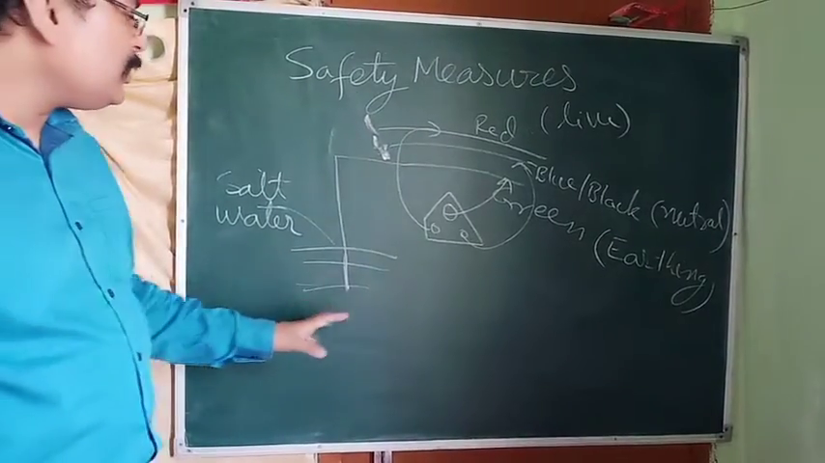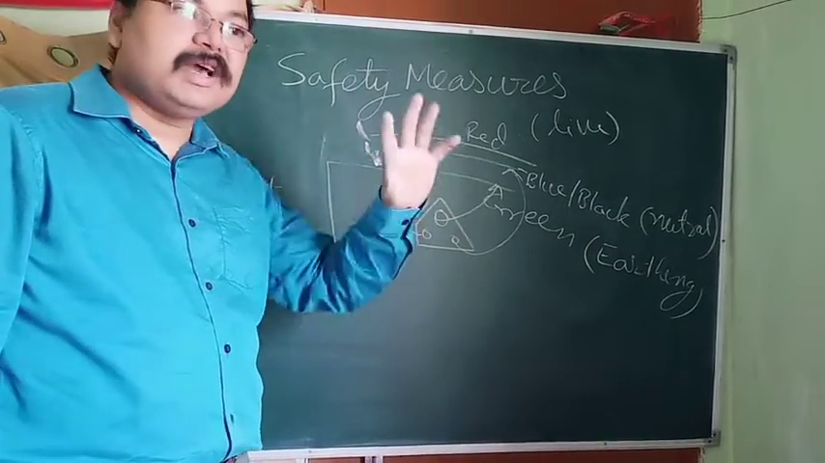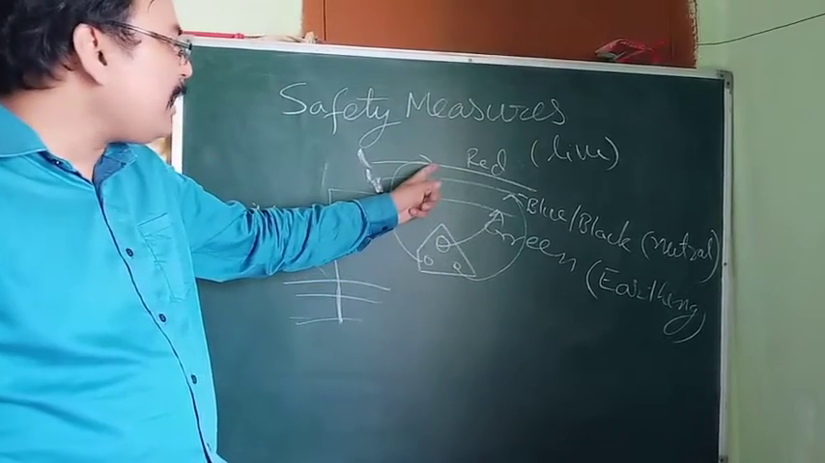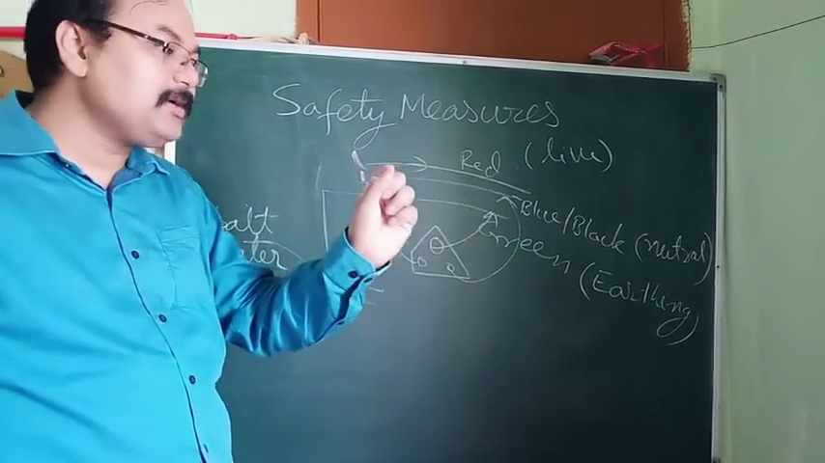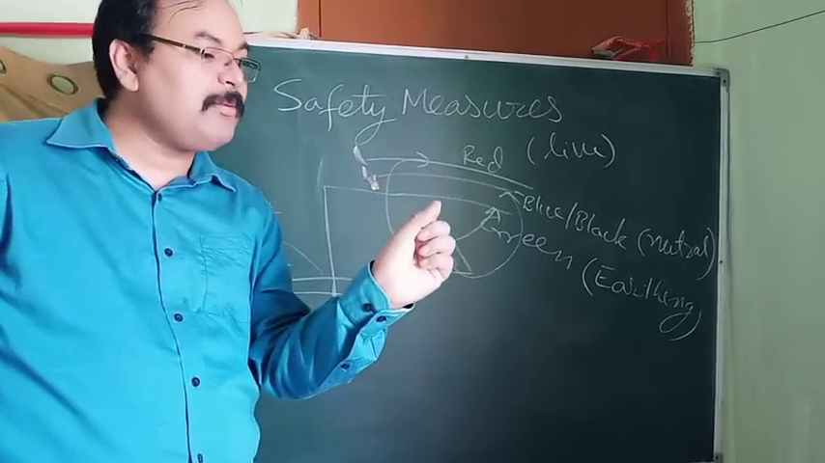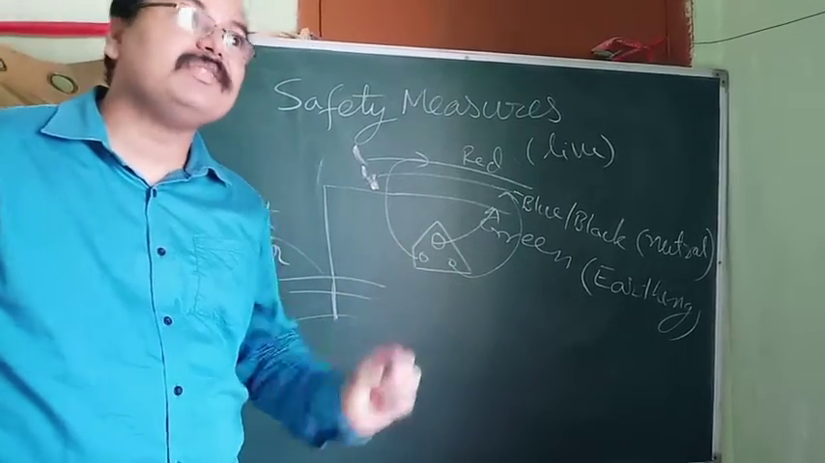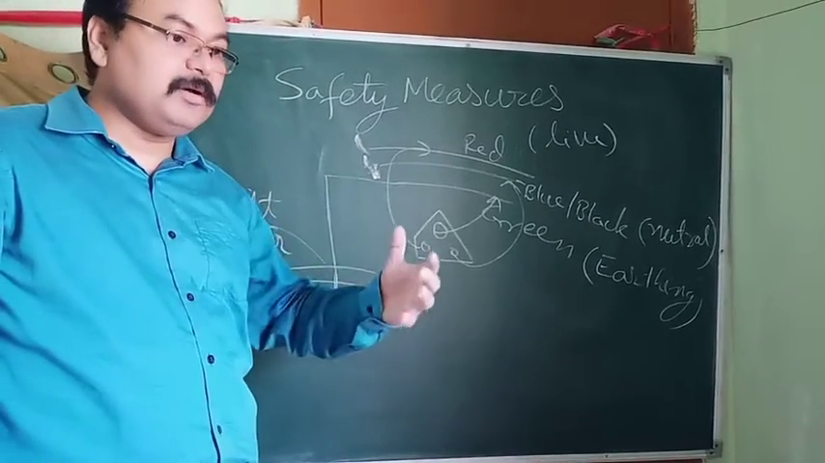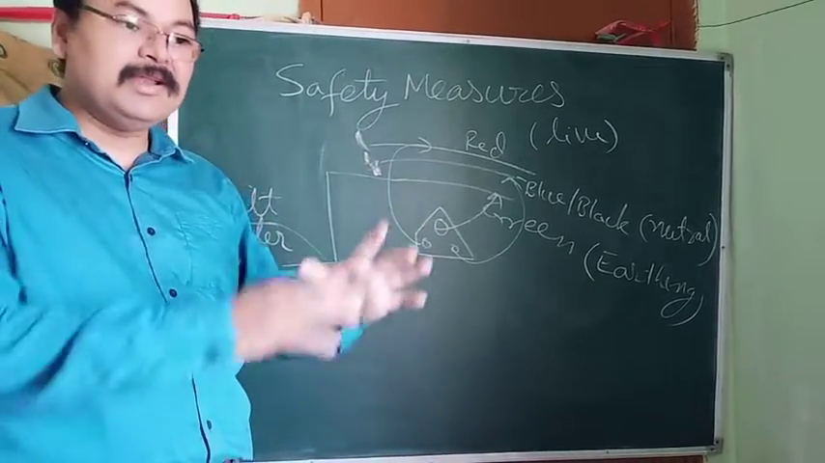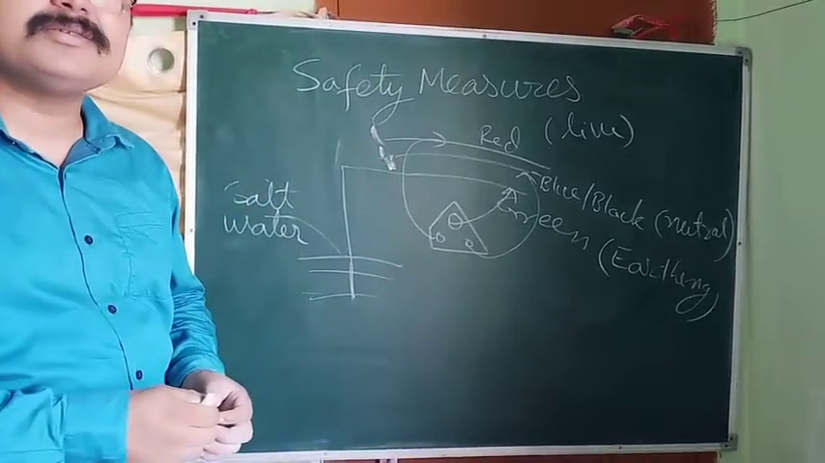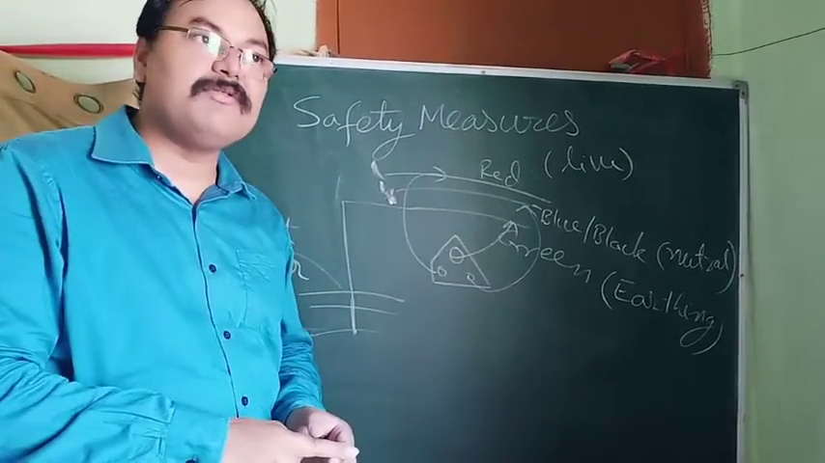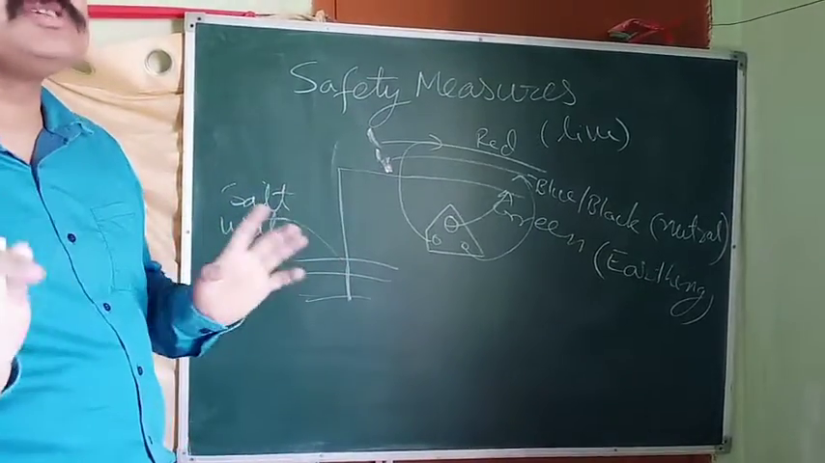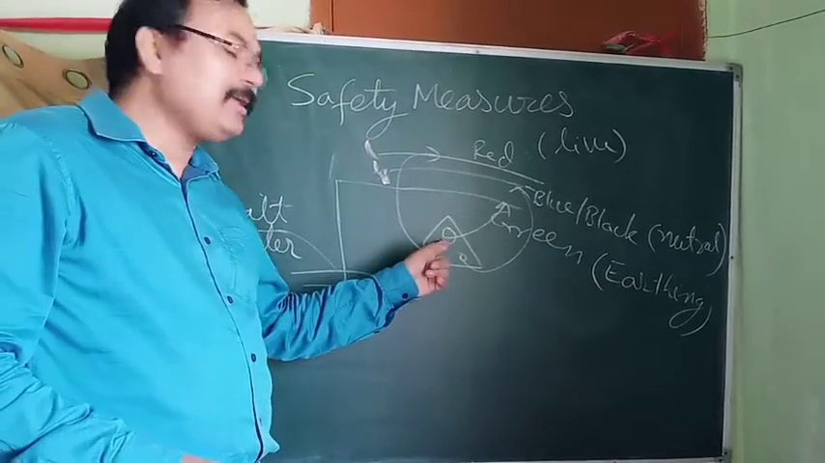So suppose your fridge is there, and the live wire is open somewhere and comes in contact with the body of the fridge. Then what do you expect? Obviously the body of the fridge will conduct that electricity, and current will flow in the body of the fridge. And once you touch the body of the fridge, you can expect a shock from it, but that will not be very dangerous. Why? Because of the presence of this earthing pin.